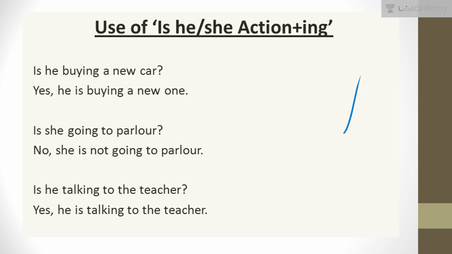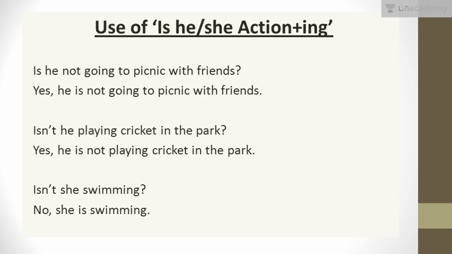So similarly, is he buying a new car? कैसे बोलेंगे? Is he buying a new car? And the answer would be yes, he is buying a new car. कैसे बोलेंगे? Yes, he is buying a new car. Is she going to parlor? No, she is not going to parlor. Is he talking to the teacher? Yes, he is talking to the teacher. Then I have, is he not going to picnic with friends? Yes, he is not going to picnic with the friends.